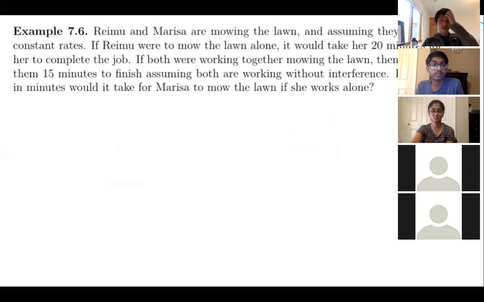So another kind of work problem that often comes up is there are various numbers of people that are doing the same task, but they work at different rates. So for example, Reimu is, someone is in the waiting room.